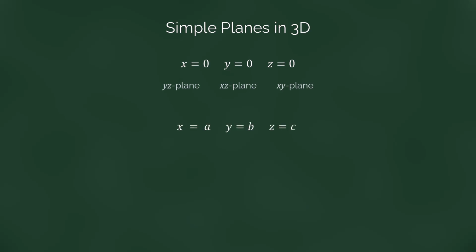We know that the line x equals a in 2-dimensional space is a vertical line. In 3-dimensional space, x equals a is going to represent something that is parallel to the yz plane. Similarly, in 2-dimensional space, y equals b is a horizontal line. In other words, it's parallel to the x-axis. In 3-dimensional space, the equation y equals b is going to be a plane that's parallel to the xz plane. And the equation z equals c is going to represent a plane that is parallel to the xy plane.